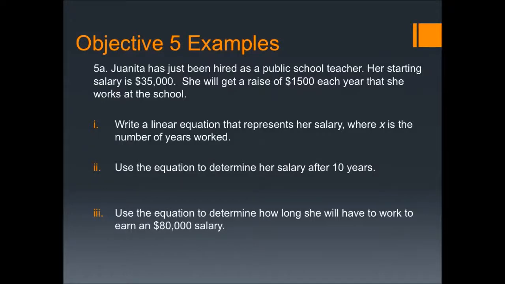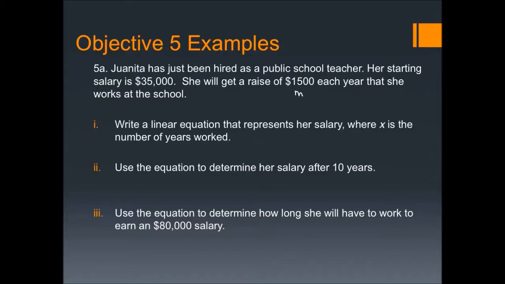Okay, let's talk about some real life examples. The first one says that Juanita has just been hired as a school teacher. Her starting salary is $35,000. Starting salary sounds an awful lot like it should be the y-intercept. That's the initial value. It says she'll get a raise of $1,500 each year that she works at the school. That sounds an awful lot like the slope.